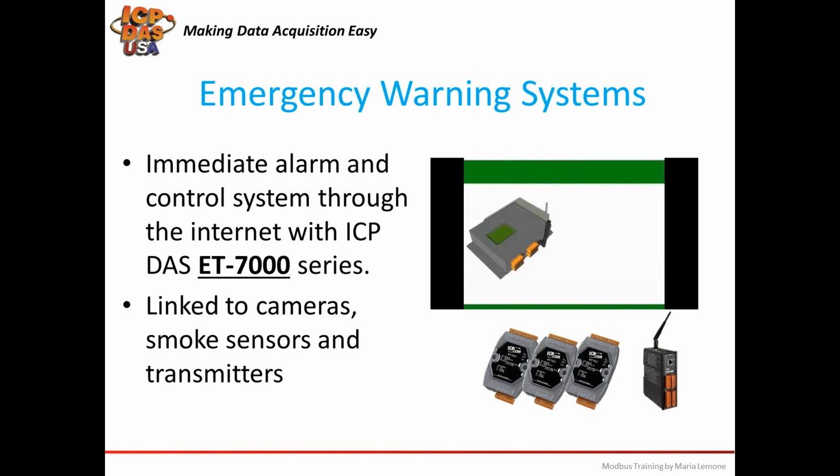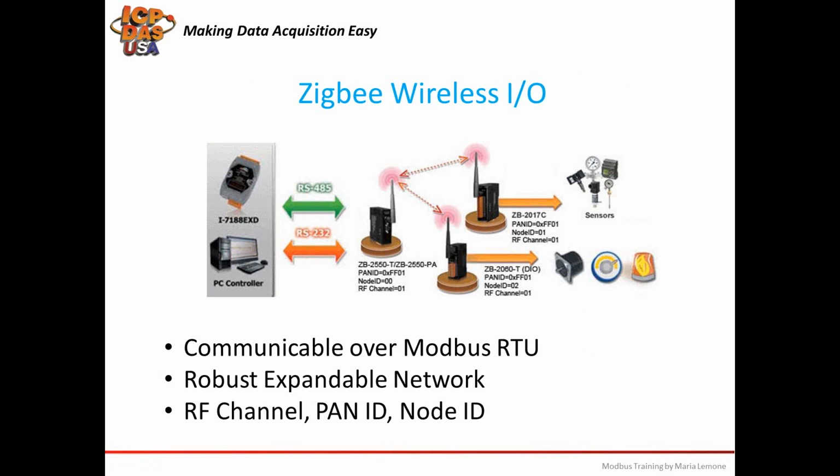data acquisition equipment. Zigbee is a self-organizing mesh network that was developed for applications that require a low data rate and secure network. It was developed in 1998, and the name originated from the way honeybees fly back to their beehives. Zigbee wireless I/O modules communicate over Modbus RTU protocol. They need a host converter so they can communicate back to a PC or controller.